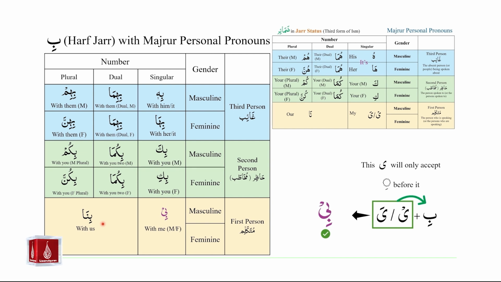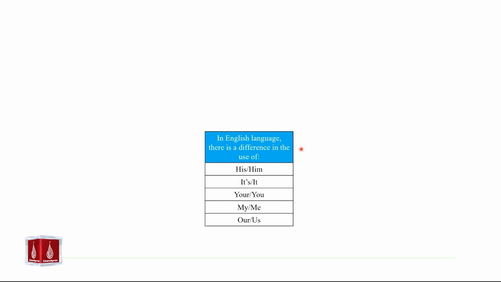In this table, we can clearly see that the meaning of with is coming from ba harf jar, which means with, and it is followed by majrur personal pronouns. We are using the majrur personal pronouns because after harf jar, the ism that follows it will be majrur. In the English language, there's a difference in the use of his versus him, its versus it, your versus you, my versus me, our versus us, and so on.